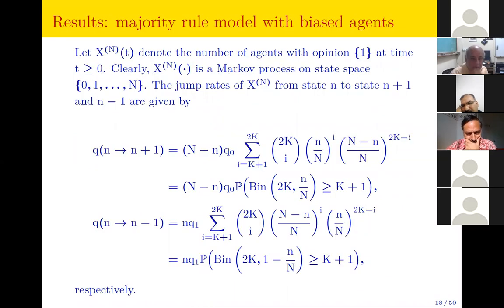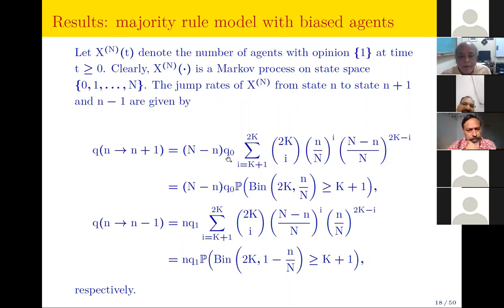So let me tell you about the results of the majority rule model now with biased agents. Again, it's a Markov chain, and xnt is the number of agents with opinion 1 at time t. The jump rates now from a state n, that means if small n number of people had opinion 1, to the state n plus 1 or n minus 1 are given like this. N to n plus 1: an individual with opinion 0 must move to opinion 1. How many individuals are there of opinion 0? It's exactly n minus small n.